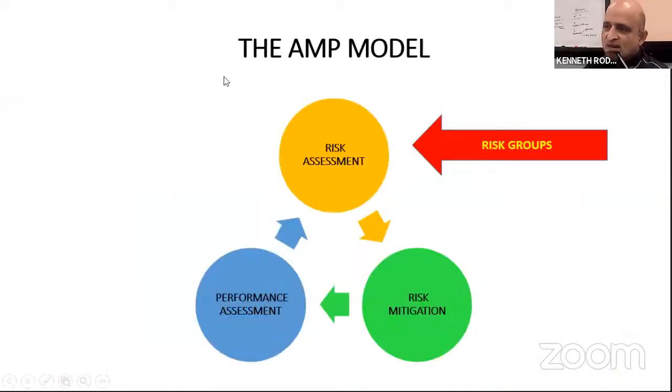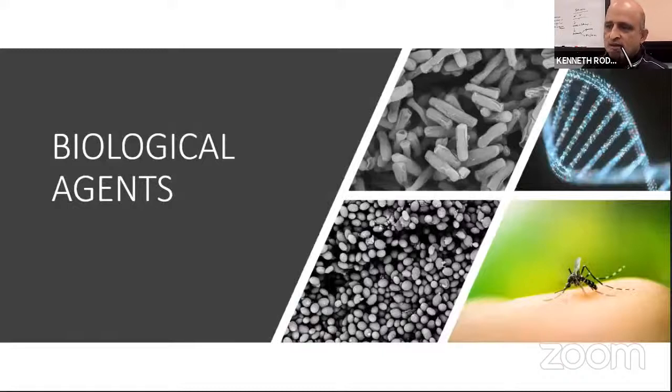Okay, this is the AMP model. I'll go through it very briefly because this forms the core of our training in biorisk management. We have risk assessment, which is the first step, then risk mitigation, and finally performance assessment. This process is cyclical and involves continuous quality improvement. The risk groups are what we address during the process of risk assessment. Please take note that risk assessment is subjective. It depends on the situation. As our trainers always say in training, it depends. It varies based on the particular circumstances of your respective region or laboratory facility. Okay. Let's delve into the first section of this lecture, which will focus on the biological agents themselves.